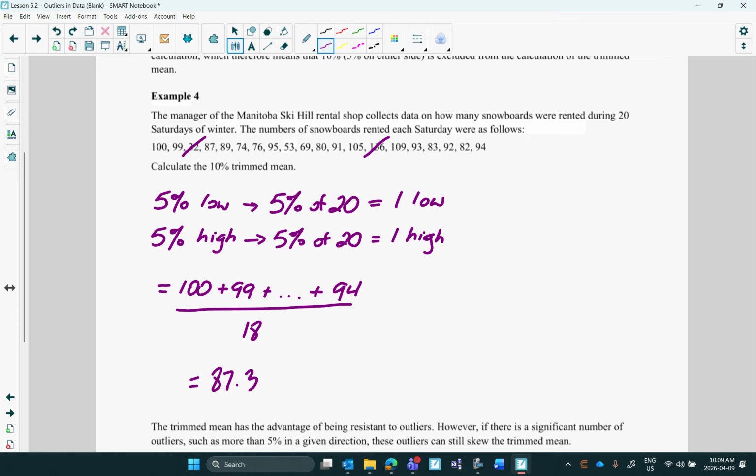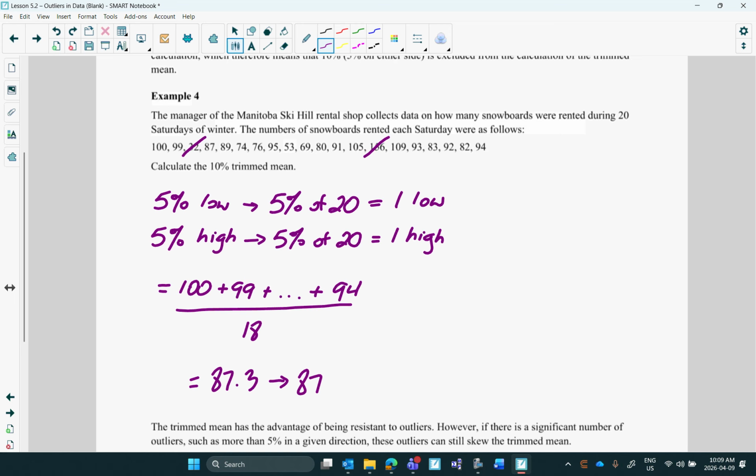Yeah, you're right, because we're talking about snowboards. Obviously you can't have 0.3 of a snowboard. Well, I mean, you can have it, you just wouldn't be very effective. Okay.